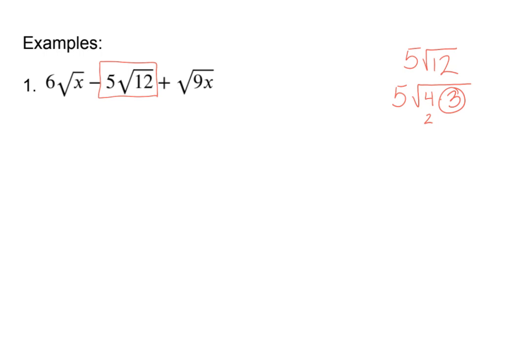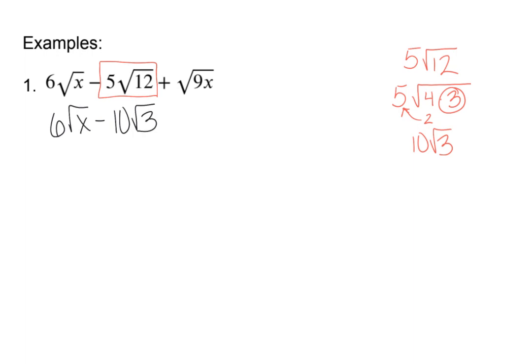Now when this 2 comes out, this is 5 times the stuff in the root, so it's 5 times the 2, so this is now 10 root 3. So instead of 5 root 12, we're going to write 10 root 3. Let's see, this first guy we're not changing. We're going to change this to 10 root 3.